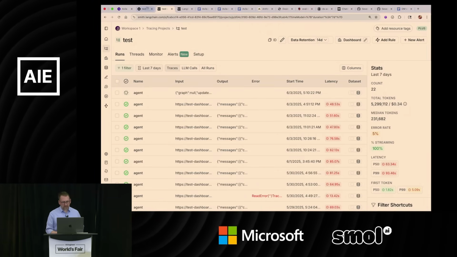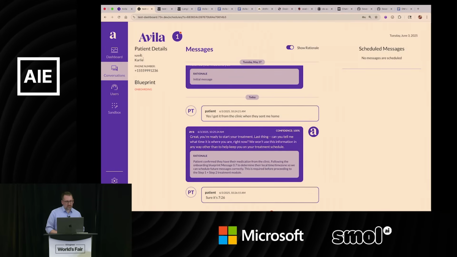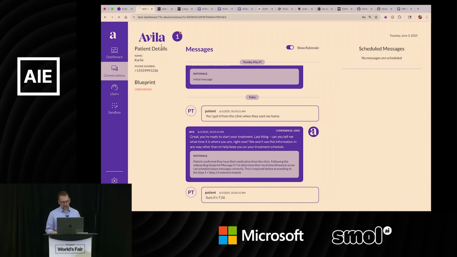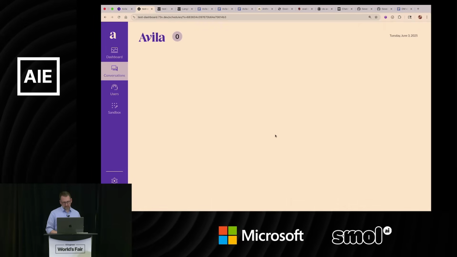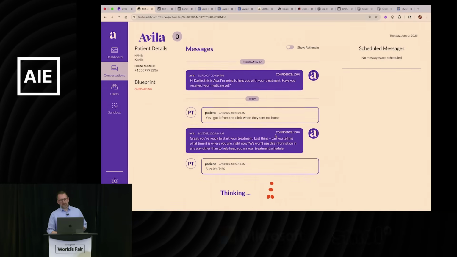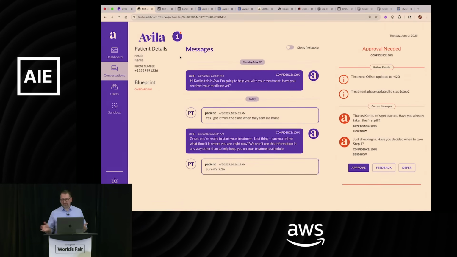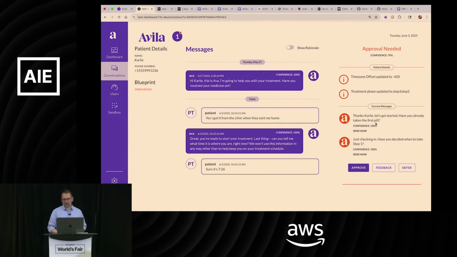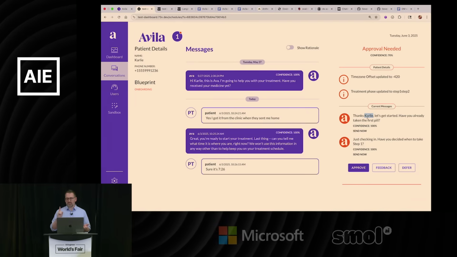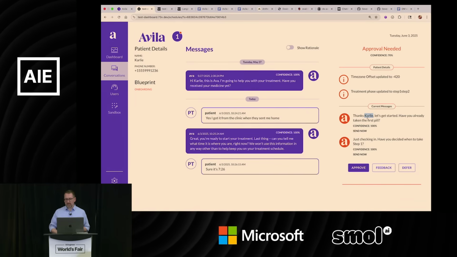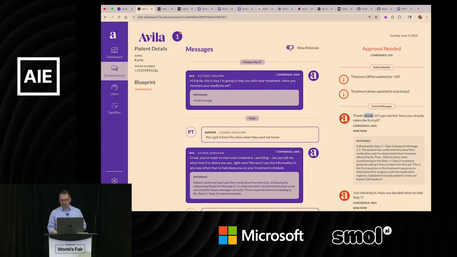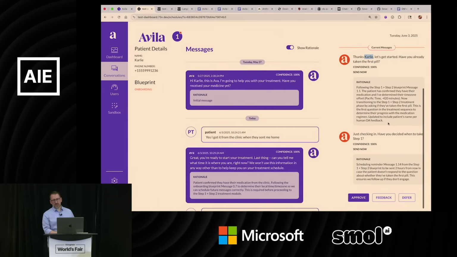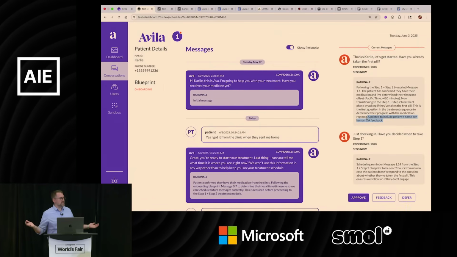And so I think, let's find out here. All right, still thinking. Oh, there we go. So you can see, the only change that happened here is that it mentioned her name, right? Otherwise, it's the same thing. Same time zone offset, same treatment phase, same reminder. You can see the rationales here. And you can see here, the rationale even includes this. I changed it to update the name.